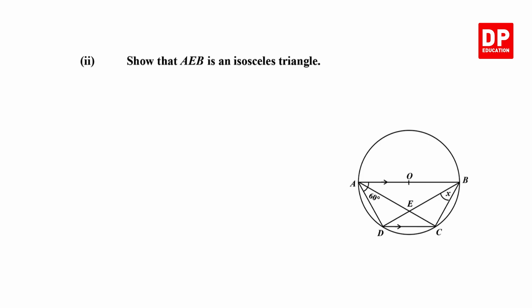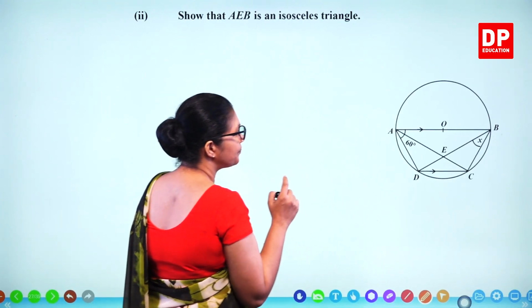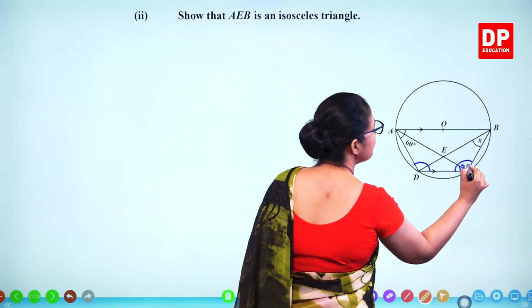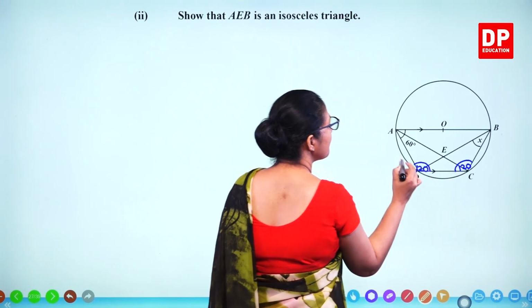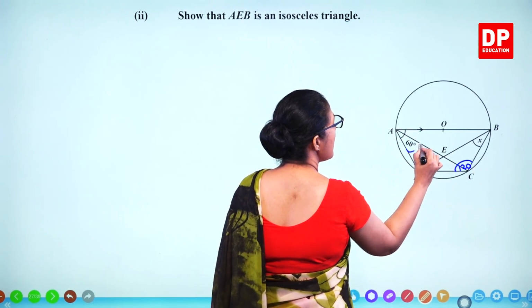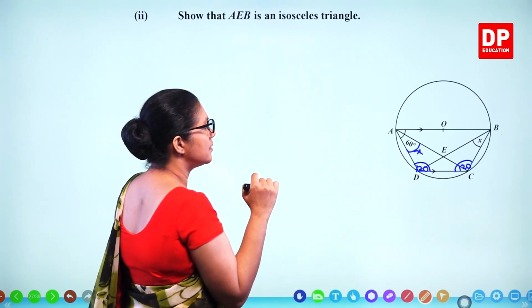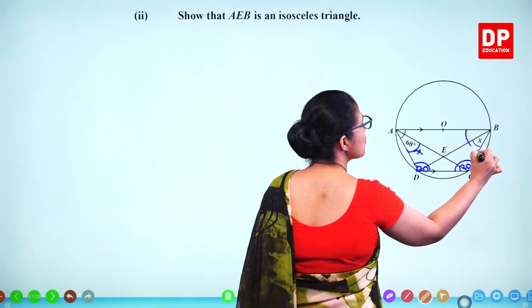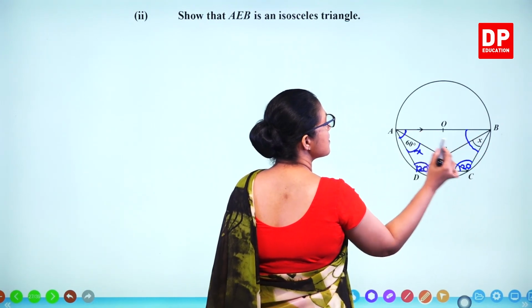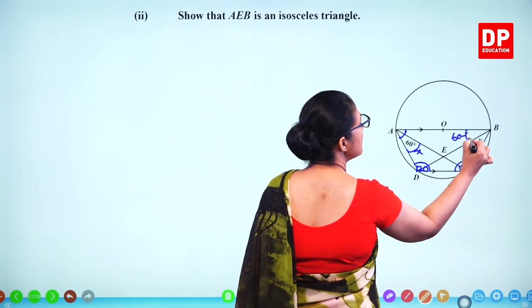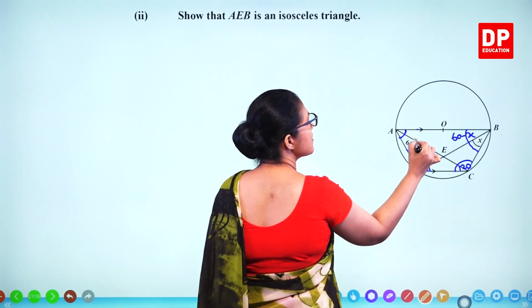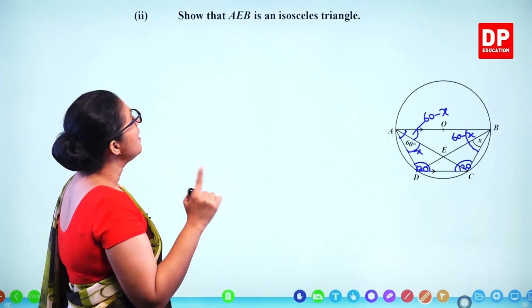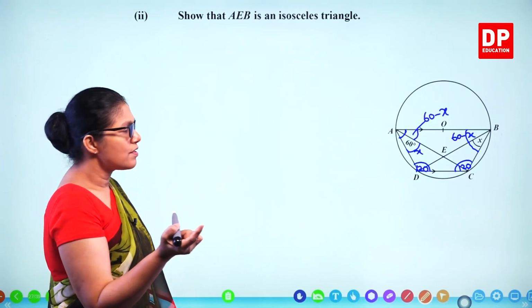Show that AEB is an isosceles triangle. So this is 120, this is 120. And we found this is x. So what is this angle? This is 120, which means this is also 60. This is 60. So 60 minus x is this angle. 60 minus x, this is also 60 minus x. So two angles are equal in triangle AEB, so isosceles.